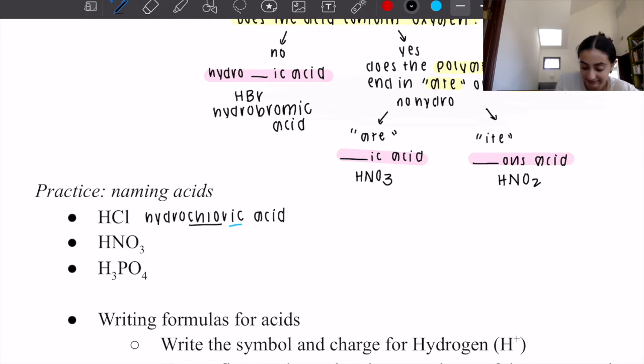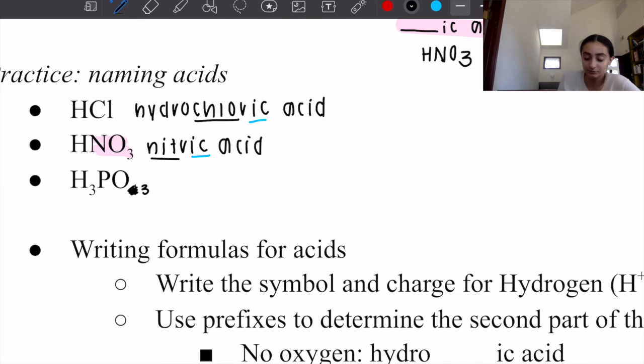Next, I already did this example. We have HNO3. This polyatomic ion is nitrate and it ends in ate and it has oxygen. So we're not going to use hydro and our acid is going to end in ic. So this would be nitric acid. So we have the ending ic with the starting nit and the ending of acid, of course. This last one, I'm going to change it to H3PO3. So we know we have the polyatomic ion phosphite, but if you remember, it is phosphorus.